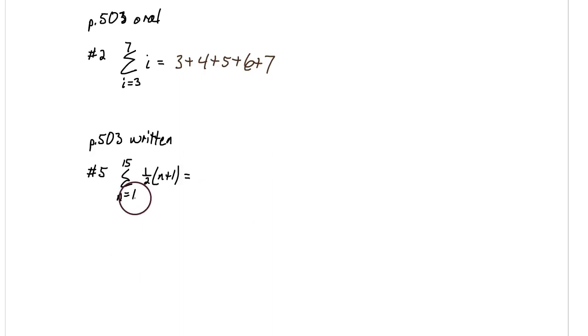So first, input 1 for n. 1 plus 1 is 2. 1/2 times 2 makes 1. Now put in 2. 2 plus 1 makes 3. 1/2 of 3 makes 3/2, or 1 1/2. Now fill in 3. 3 plus 1 makes 4. Half of 4 makes 2. And so on. We could finish the expansion for all 15 terms and then add it up, but it might be faster to use a formula.